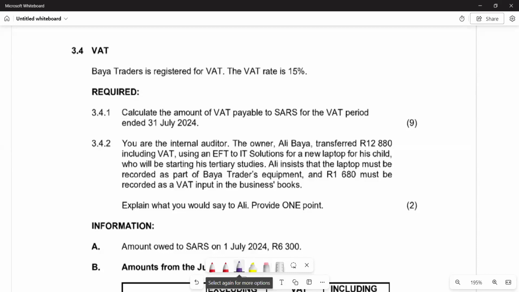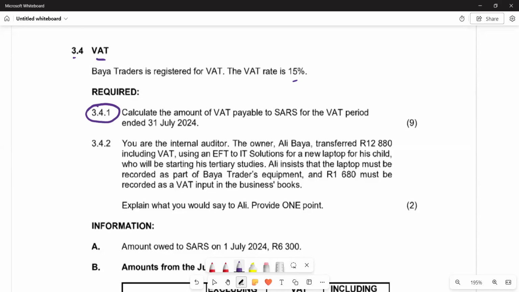In this video, I want to look at a question on VAT. And this is question 3.4 according to this question paper. The question reads: a trader is registered for VAT. The VAT rate is 15%. So all the required facts are given. We are given 3.4.1, which says calculate the amount of VAT payable to SARS for the VAT period ended 31 July 2024.